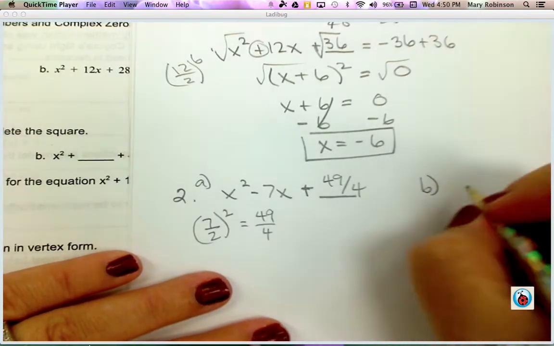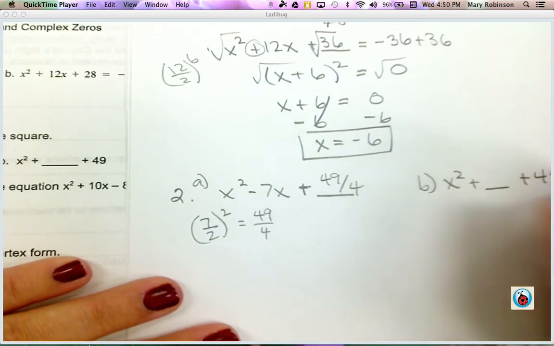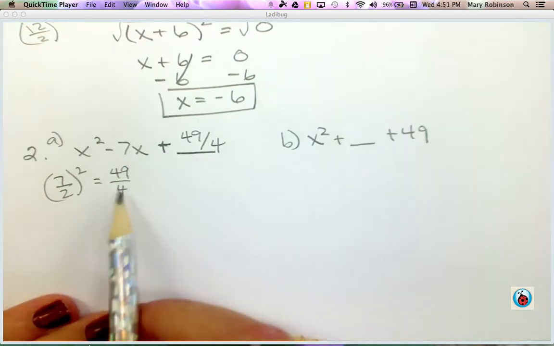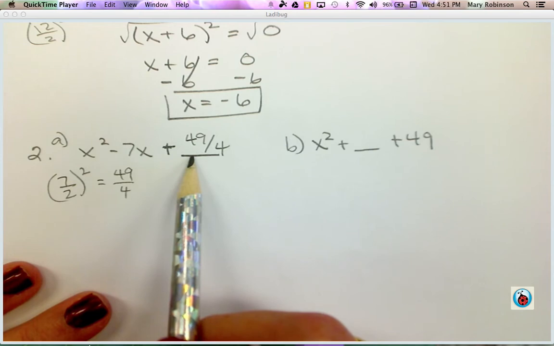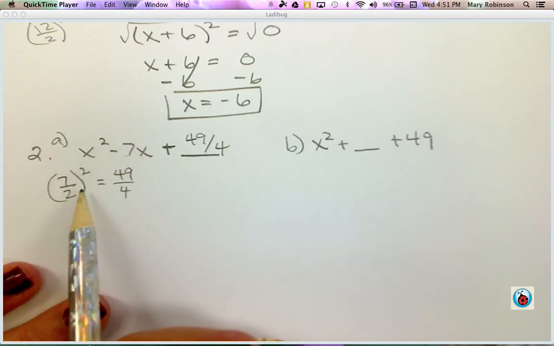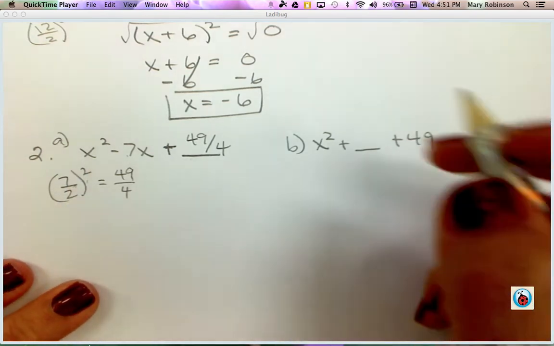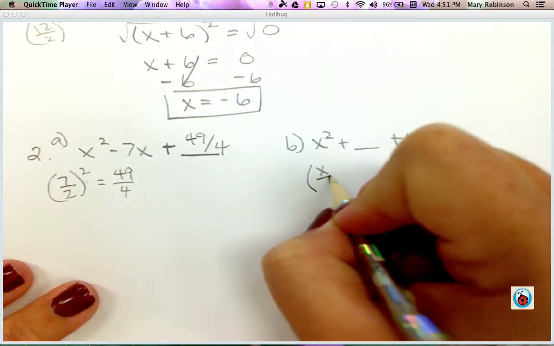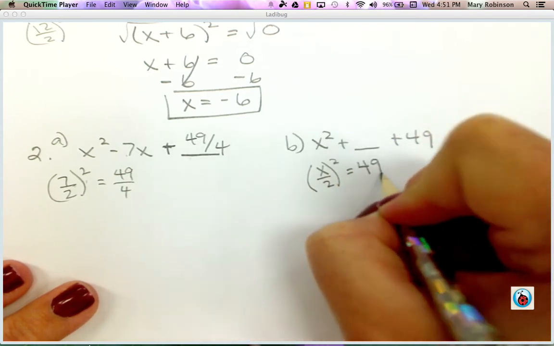you got x squared plus blank plus 49. Okay, so it's kind of the opposite process of what we did here. So over on 2A, to find the constant, we take half of it and square it. We're actually going to do the opposite here. So if you think about it, it's like saying you don't know what the number is, some unknown value, but you're going to take half of it and square it, and when you do, you get 49.